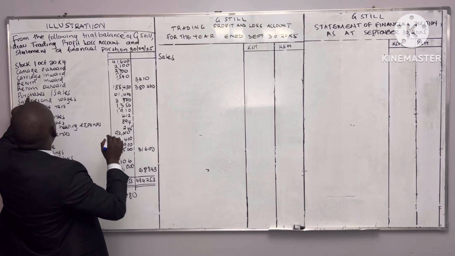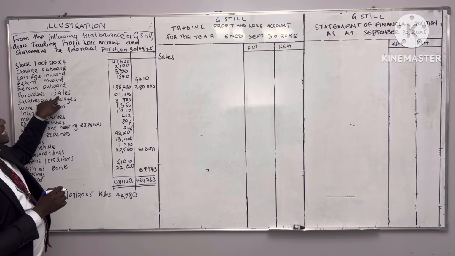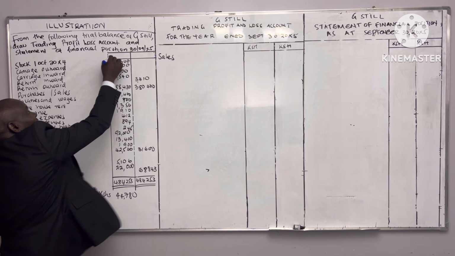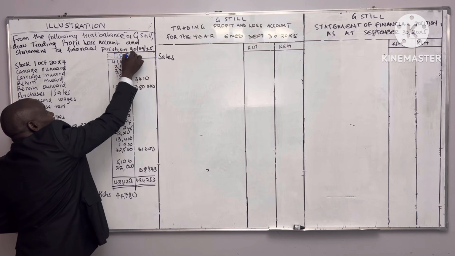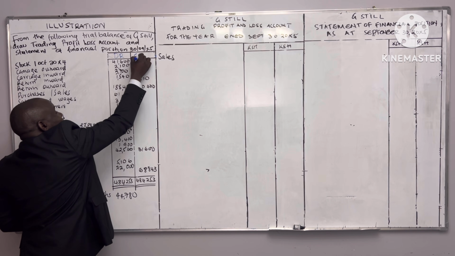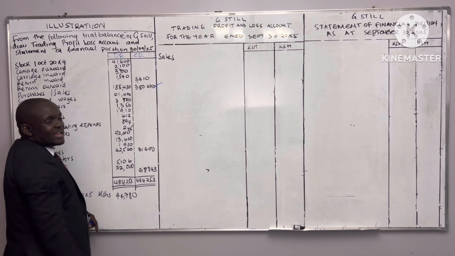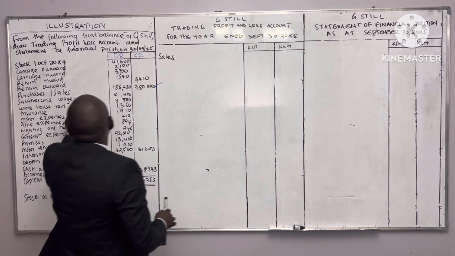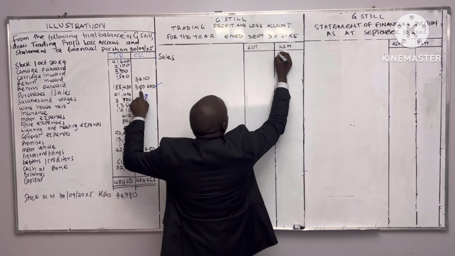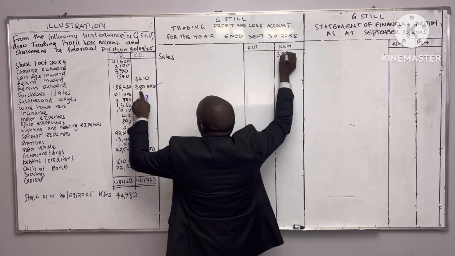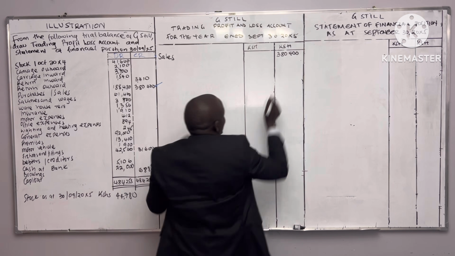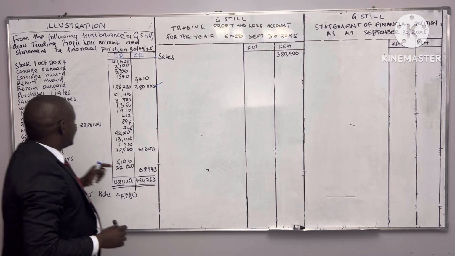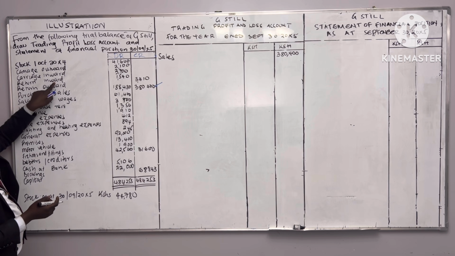So sales, from these purchases and sales, we know incomes appear on the credit side of the trial balance. I can show this is the debit and this is the credit. So this tells me it's my income because it appears on the credit side. So I have income of 380,400.